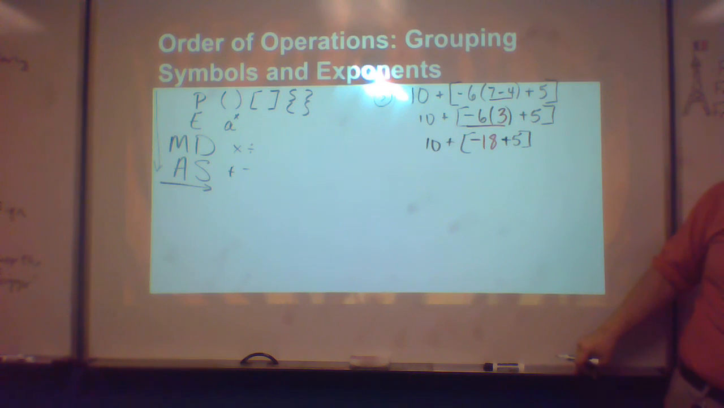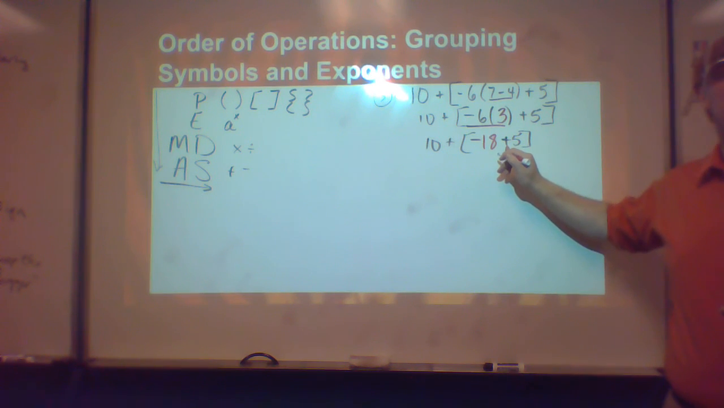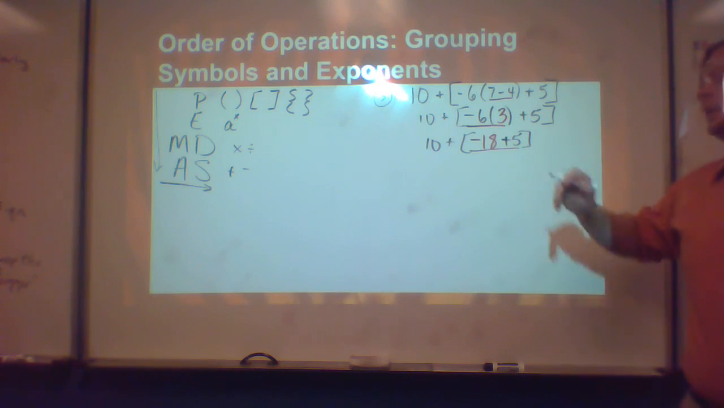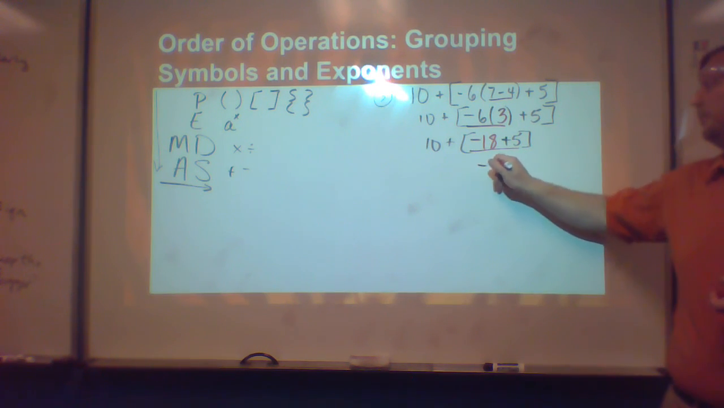Now, what's next? Still inside those braces, aren't we? Or brackets, yes, sir. Negative 18 plus 5. So now we have to use our integer rules here. What is my answer for negative 18 plus 5? Raise your hand if you got it. Yes, ma'am? Negative 13. Negative 13.